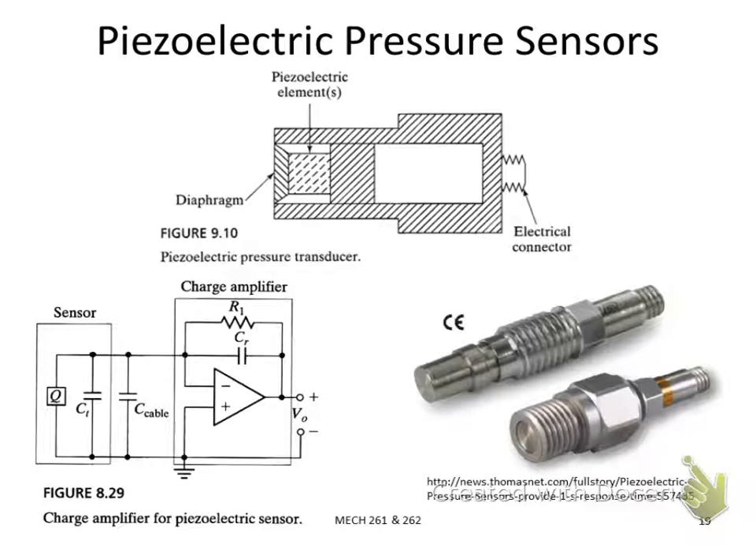So this is a practical design, a schematic of a piezoelectric pressure sensor. The material here is the crystal, the piezoelectric material, and this is a diaphragm. If you have a pressure applied to the diaphragm, this block will be compressed, so it will generate a voltage, and you can measure the voltage here.